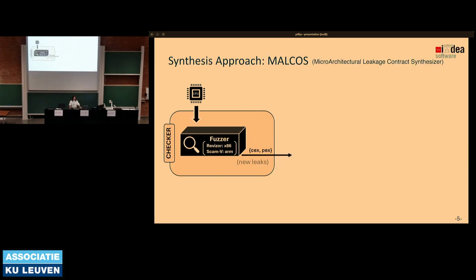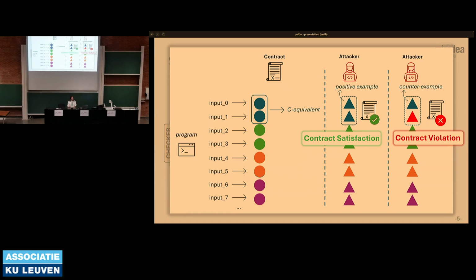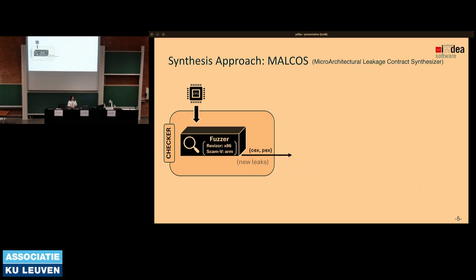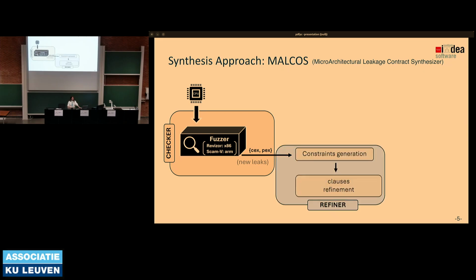If the inputs produce different observations for the attacker, we say that this is a violation of the contract, and we collect them as counterexamples. So, given these counterexamples and positive examples, we give this information to the refiner that will generate the constraints.